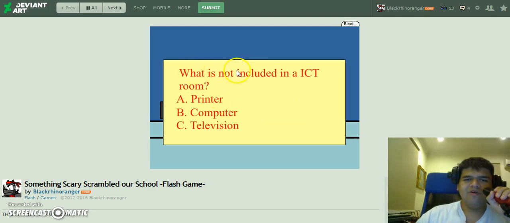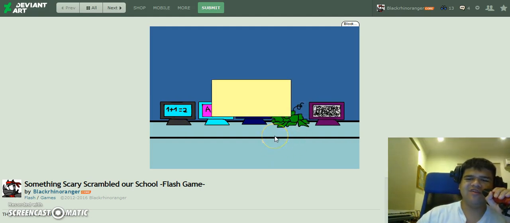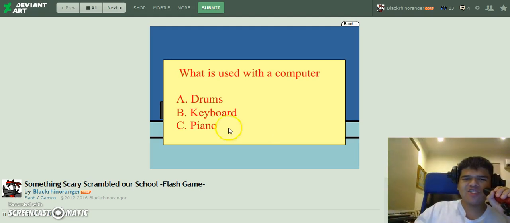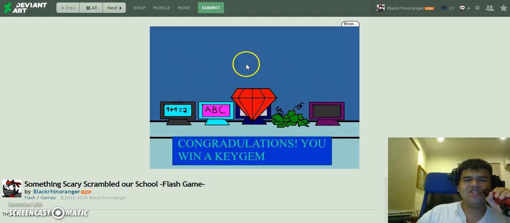See, one is not included in the ICT room. Obviously, we aren't allowed a lot of technological advantages in school. So if you brought a TV, it's confiscated. The computer gets broken instead of cured. What is used with a computer? Drums, keyboard, or piano? I wouldn't mind the piano or the drums. There are some electronics, but it's blank. And I get another key gem.